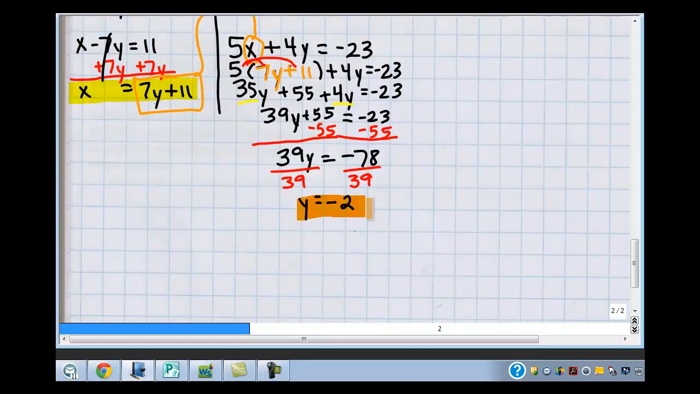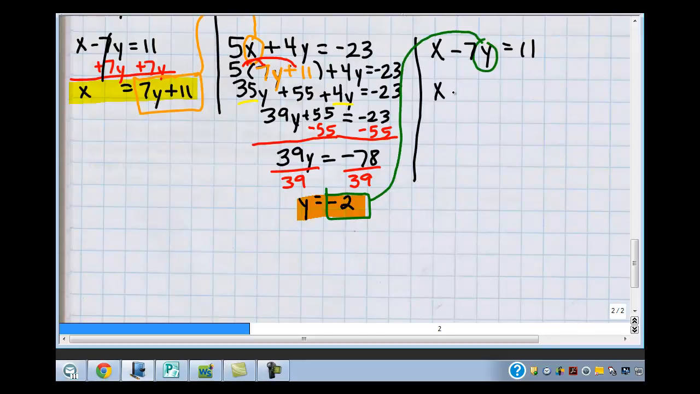So this is the answer from the second step. Now the third step is to take the negative 2 and plug it in to either one of the equations and solve. I'm going to plug it into x minus 7y equals 11, and we're going to plug it in for y in this equation. So x minus 7 times negative 2 is equal to 11. So now we have x plus 14 equals 11, and now subtract 14 from both sides, and x is equal to negative 3.